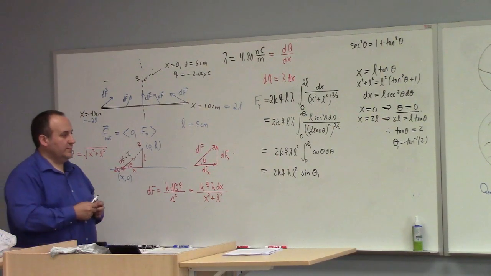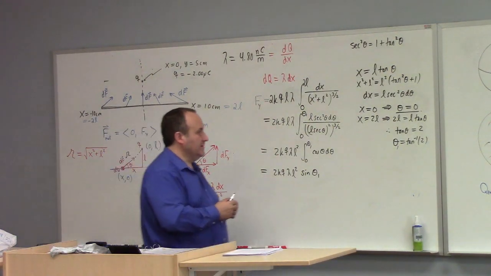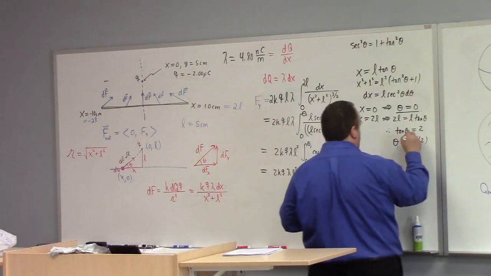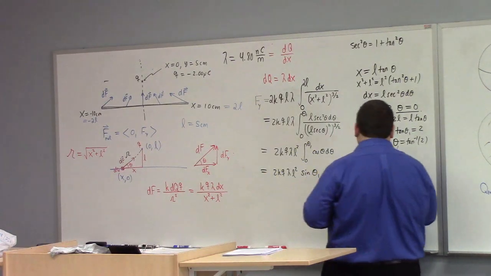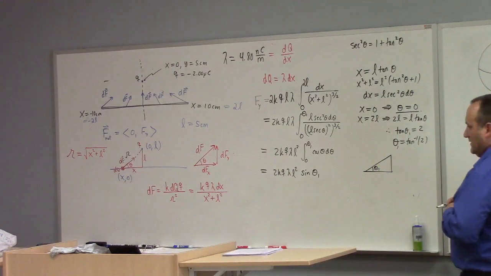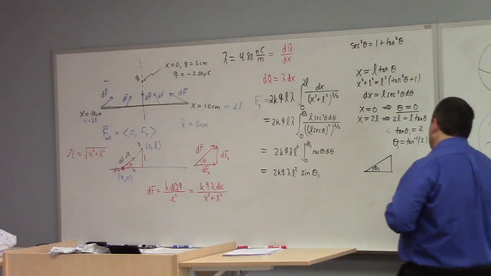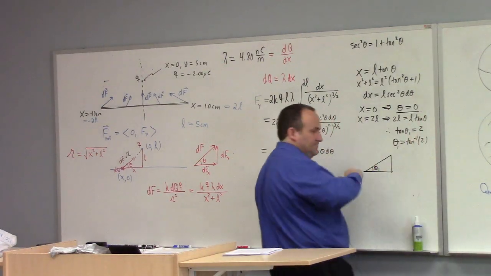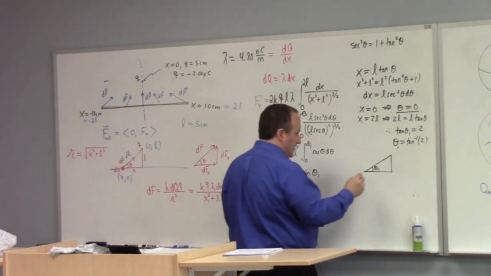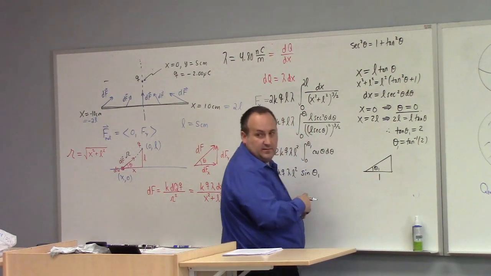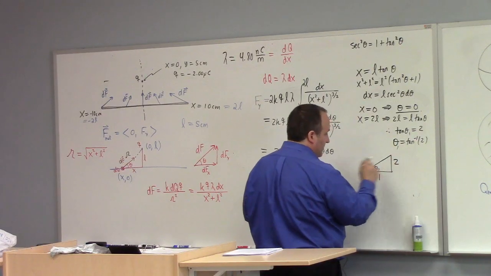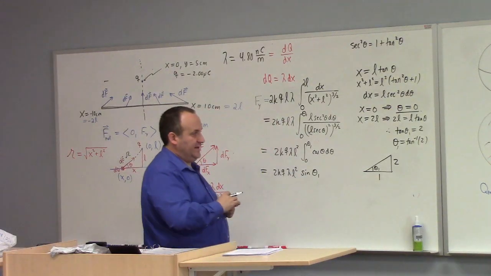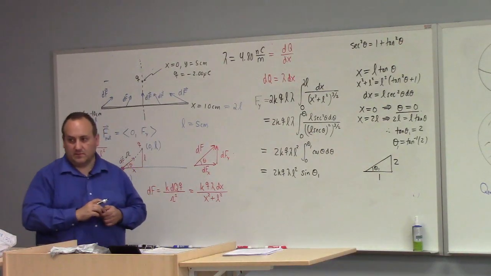And we can do better if we just go back to this: tangent theta 1 equals 2. Here's theta 1. So if that's theta 1 and tangent theta is equal to 2, that's the ratio of sine over cosine, right? So if I put a 1 down here, then that puts a 2 over here, right? That's the tangent theta equal to 2 triangle.